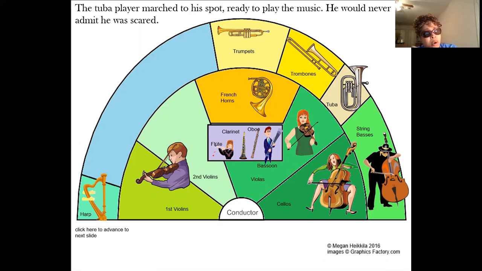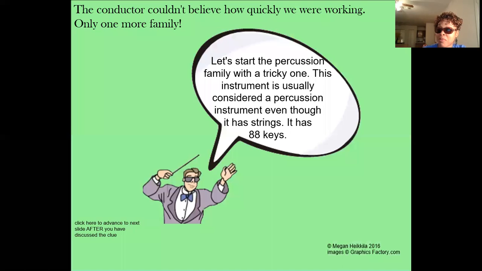We just have one more family to get on that stage. Do you know which instrument family it is? We've done the woodwind family, the string family, the brass family, and now we need to do the percussion family. You got it. Let's help Maxwell get them on stage.